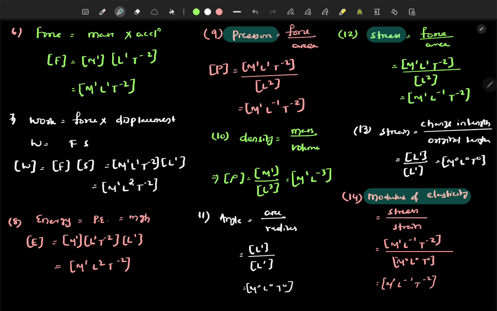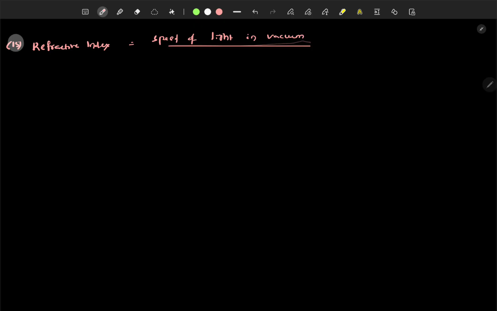Yes. Then come to quantity number 15, refractive index. Refractive index formula is what? Speed of light in vacuum divided by speed of light in medium. Yes. So we can represent it as mu is equal to C by V.